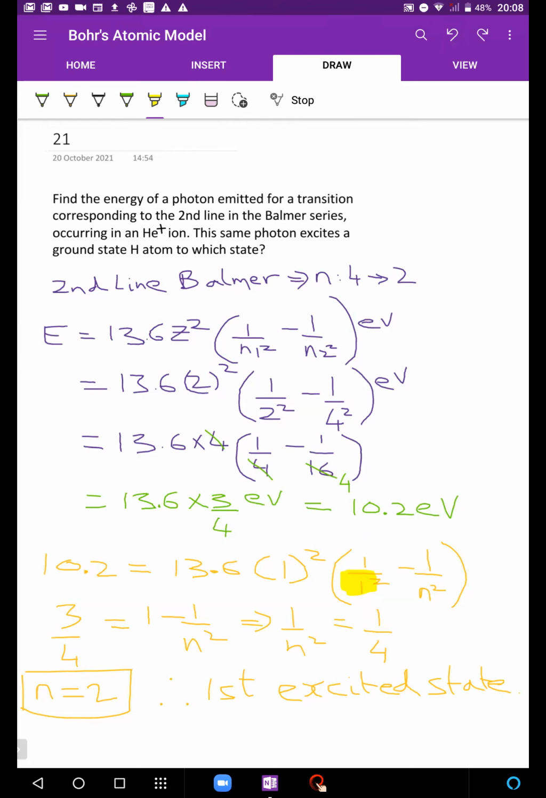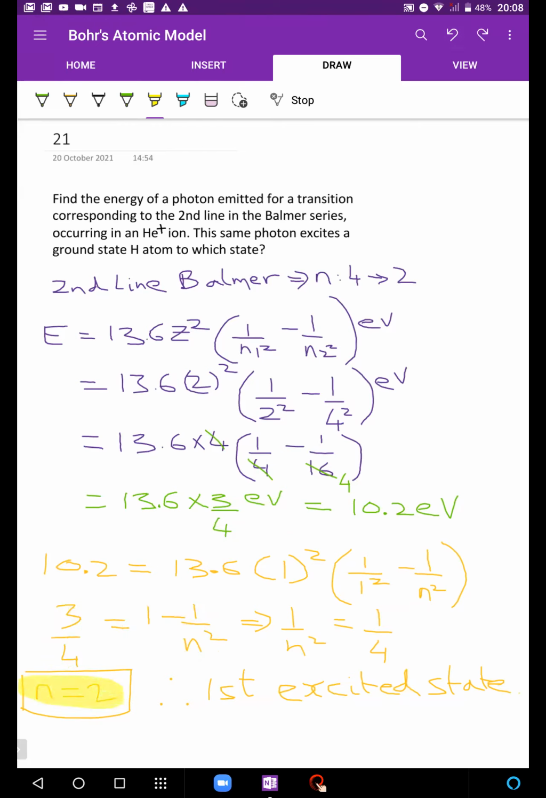अच्छा, तो 1 by 1 square, because we know it's starting from the first orbit, it's ending at the nth orbit. So that energy gap will be 13.6, 1 by 1 square minus 1 by n square. So 10.2 by 13.6, you've already done it over here. It is 3 by 4. 3 by 4 is 1 minus 1 by n square. 1 by n square is 1 by 4. And n is therefore 2.